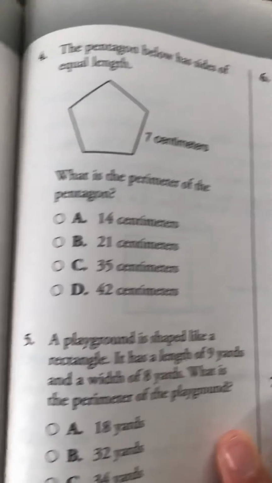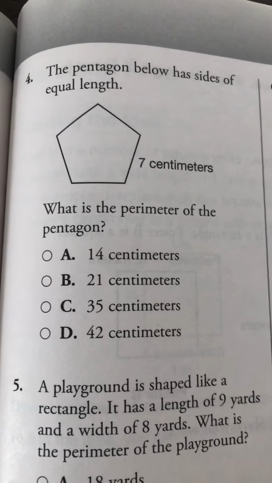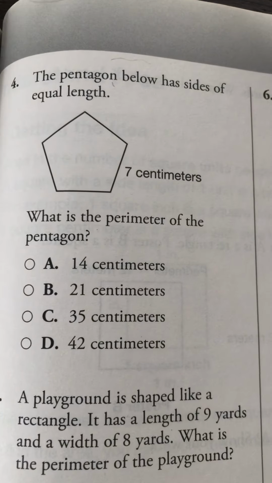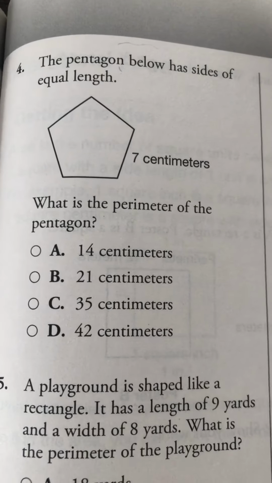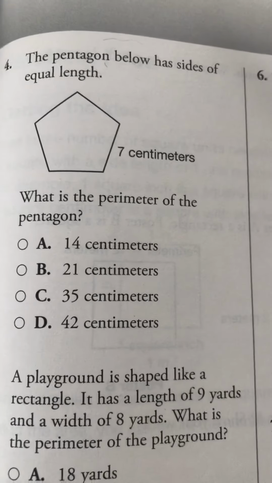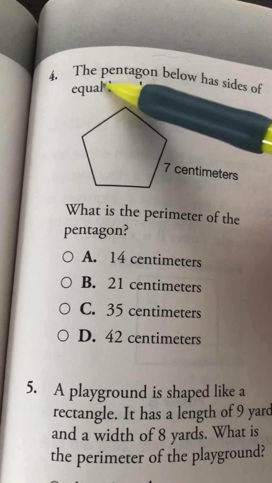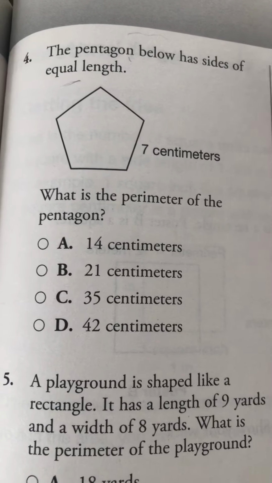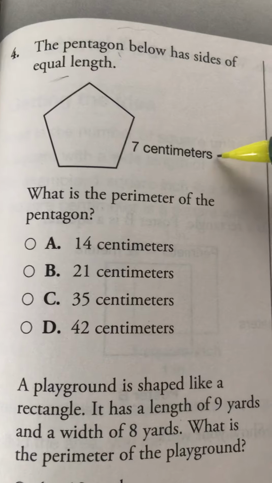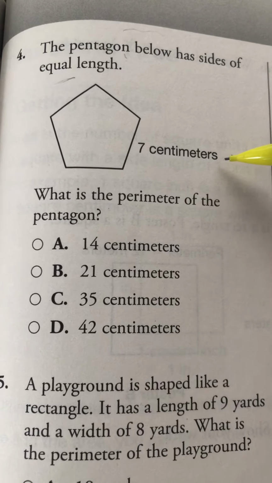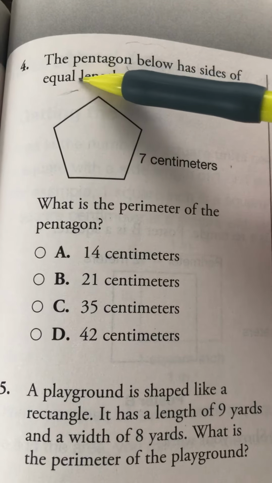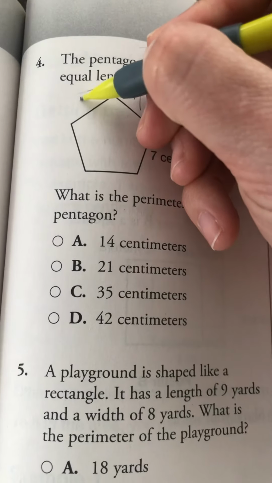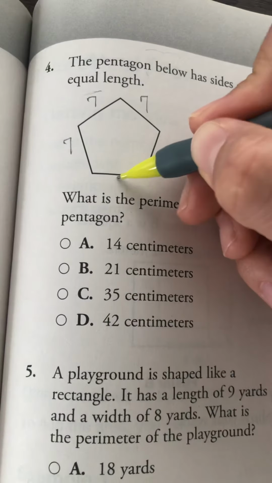Okay, so let's look at just 2 more here. Check out this. This tells me that this is a pentagon. So a pentagon is a shape that has 5 sides, a 5-sided pentagon. And it tells me that it has the sides of equal length. So that's important because it's only giving me the measurement of one side. It tells me that one side is 7 centimeters. But because they're all equal, then that actually is giving me the measurements for all the sides.